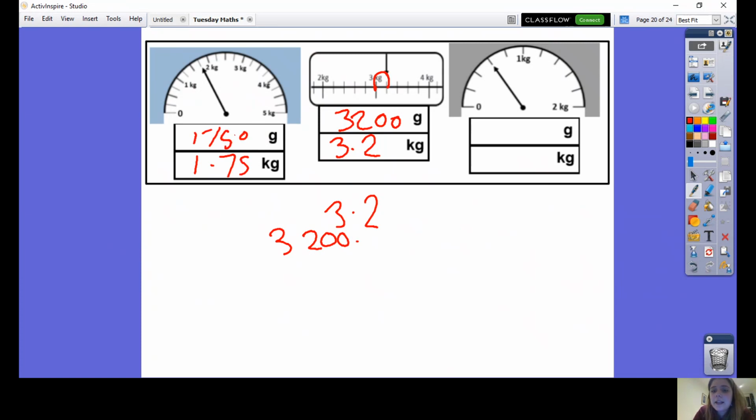Okay, and then finally, let's see what I'm jumping in from 0 to 1. 1, 2, 3, 4, 5. That's 1/5, that's 0.2. So that's 0, 0.2, 0.4, 0.6. 0.6 kilograms. Times that by 1,000, down 1, 2, 3. Put your placeholders in and you've got 600 grams.